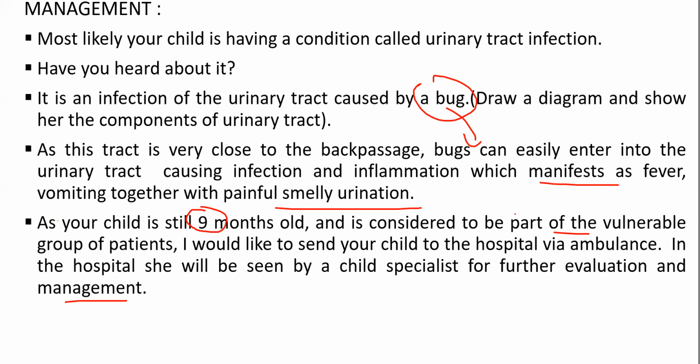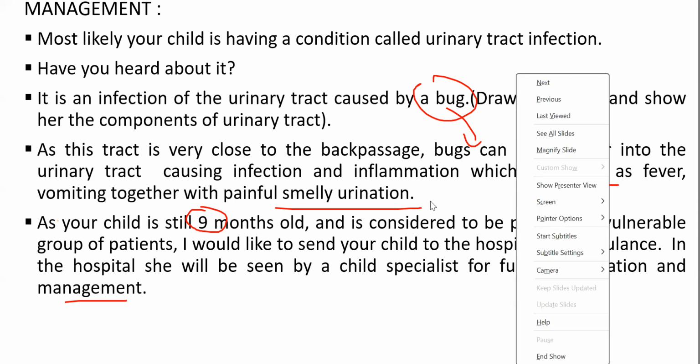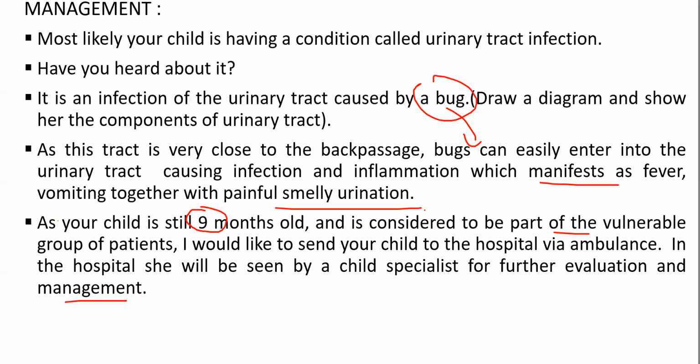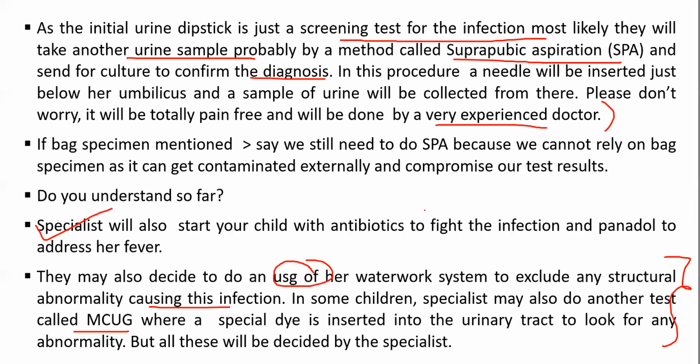So first of all, as part of the management, you can't do anything in your GP clinic. You are sending the child to the hospital. What will happen in the hospital? First investigation, which is suprapubic aspiration, and then antibiotic. And then further investigation, if a specialist thinks that this child needs it, then only they can do it. But most of the time, this ultrasound and MCUG are done in recurrent UTI in children.